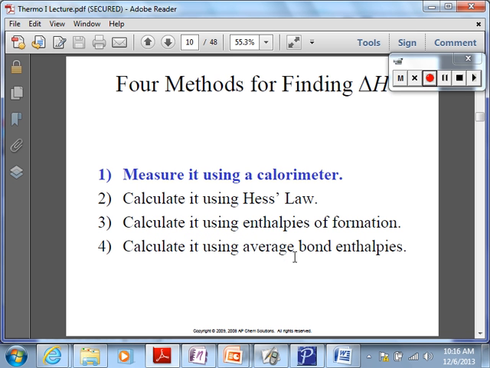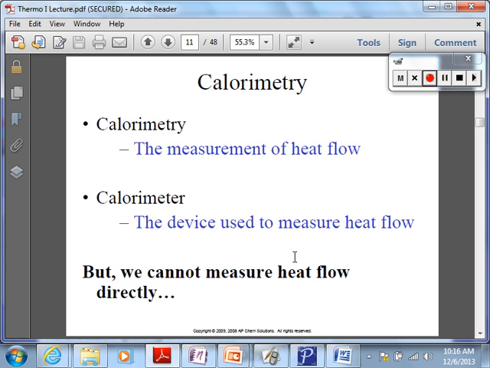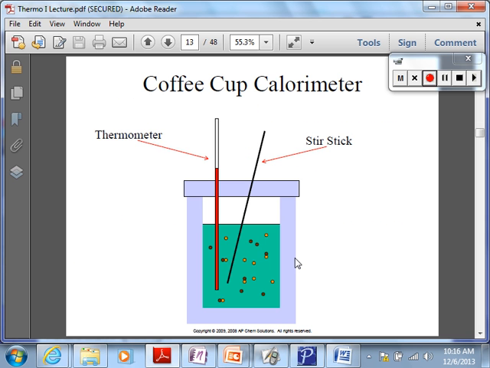All right, so there are 4 ways that we can find delta H. And you'll have to, on the test, figure out, okay, which method should I use? I have 4 ways that I can find delta H. And the first one is using a calorimeter, which is just an instrument to measure heat flow. So it's not real complicated.